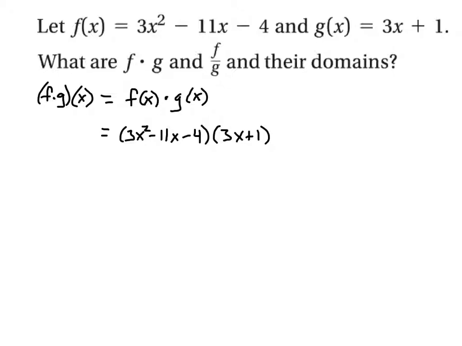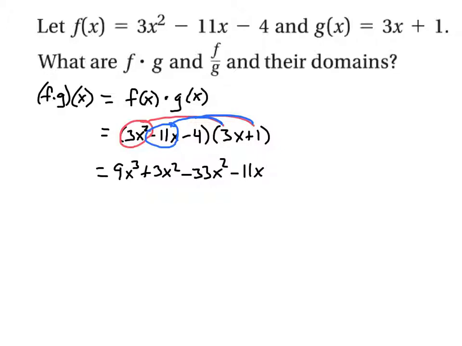So this is just like any other FOIL, it's just a little extended now. You take the 3x squared and you distribute that through. So that gives us 9x cubed plus 3x squared. Then you take the negative 11x and you distribute that through, giving us negative 33x squared minus 11x. And lastly, we take the negative 4 and distribute that through. So we get negative 12x minus 4.